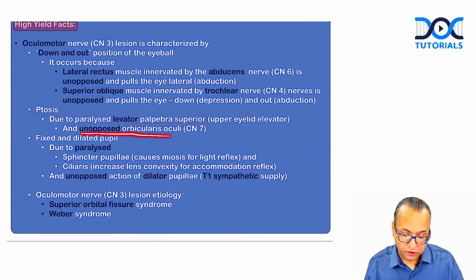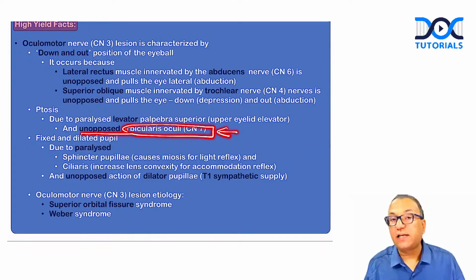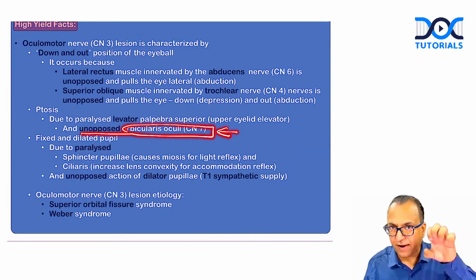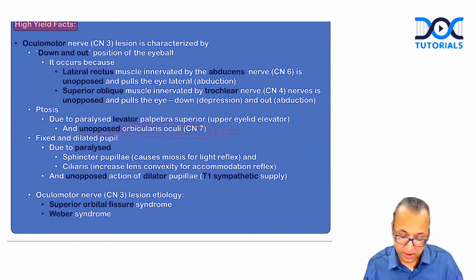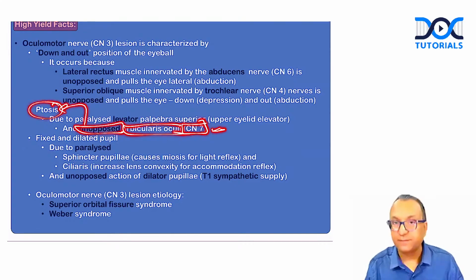And there is the unopposed orbicularis oculi. Orbicularis oculi, supplied by the seventh nerve, is trying to shut the eyelid and LPS is trying to lift it. If LPS is not working, then the orbicularis oculi becomes more powerful. So the seventh nerve supplying orbicularis oculi becomes more powerful, unopposed. That is why there is ptosis, though gravity also pulls it down.